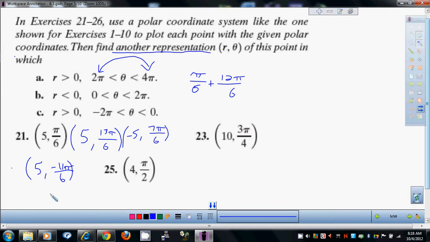Try 23 on your own. Try to find A, B, and C on 23 on your own. Let's see what we get.